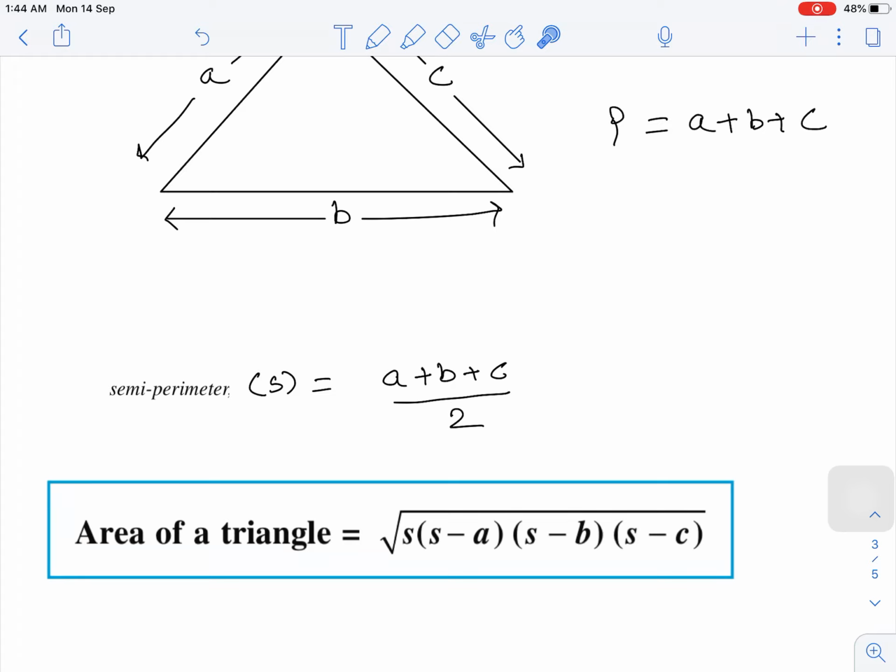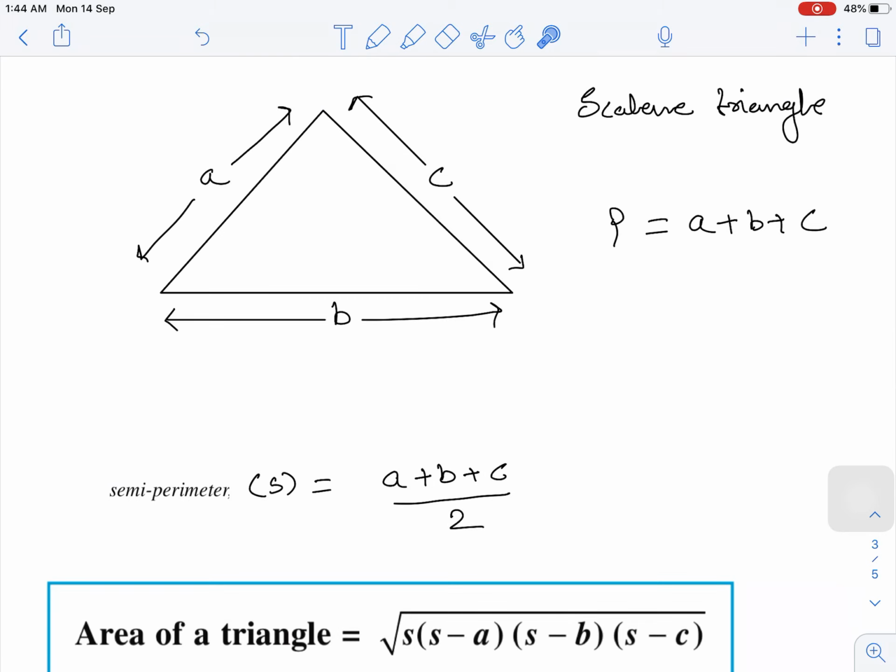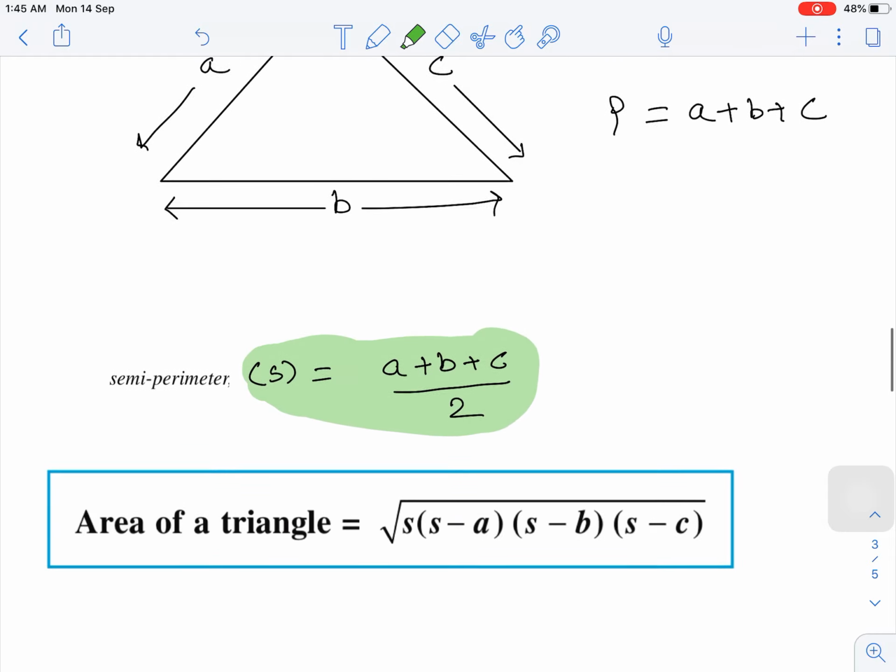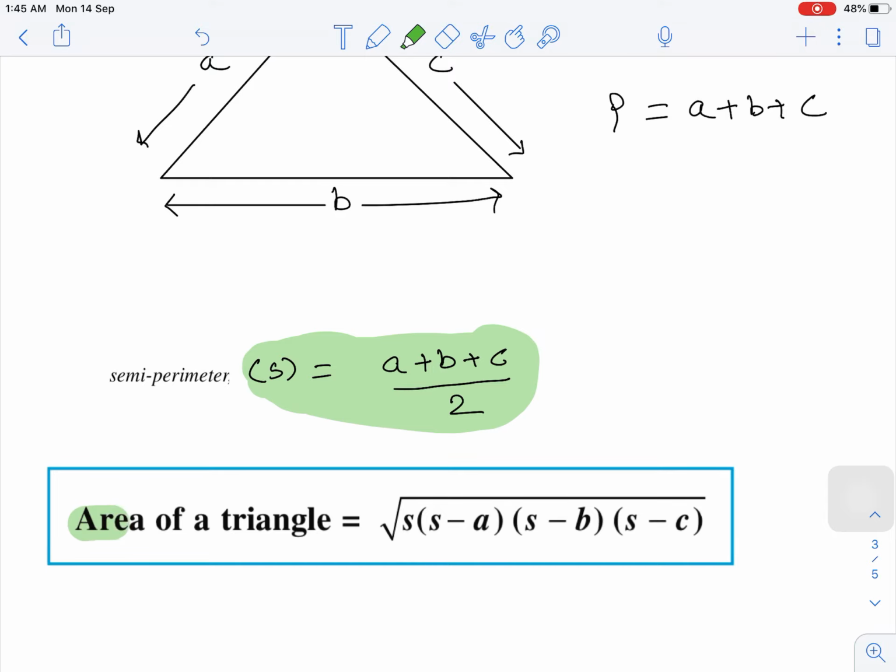Now let us solve some examples based on this Heron's formula. Again let us revise that we are going to use Heron's formula for a scalene triangle, in which the lengths of all three sides are different. We can use it for equilateral also, for isosceles also. For any triangle we can make use of this Heron's formula. For using Heron's formula, first you should know the semi perimeter. After finding the semi perimeter, we can make use of Heron's formula, that is, area of triangle equals under root S minus A, S minus B and S minus C. So now let us solve one example based on this formula.